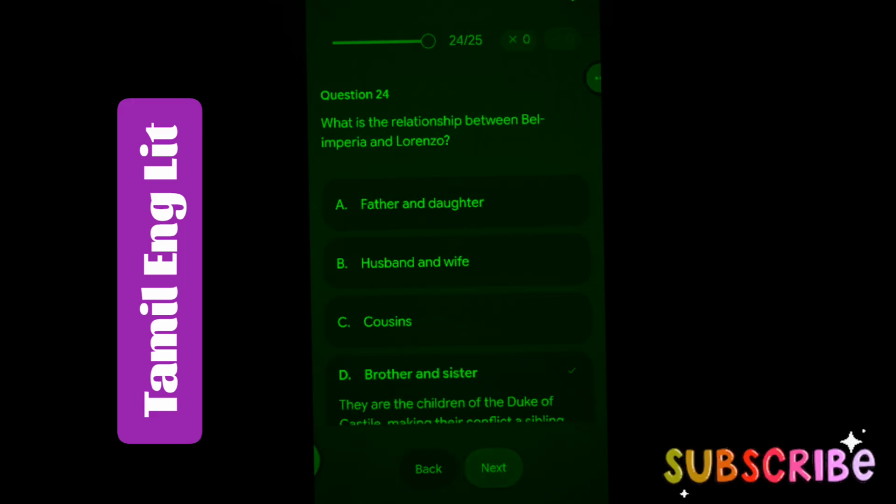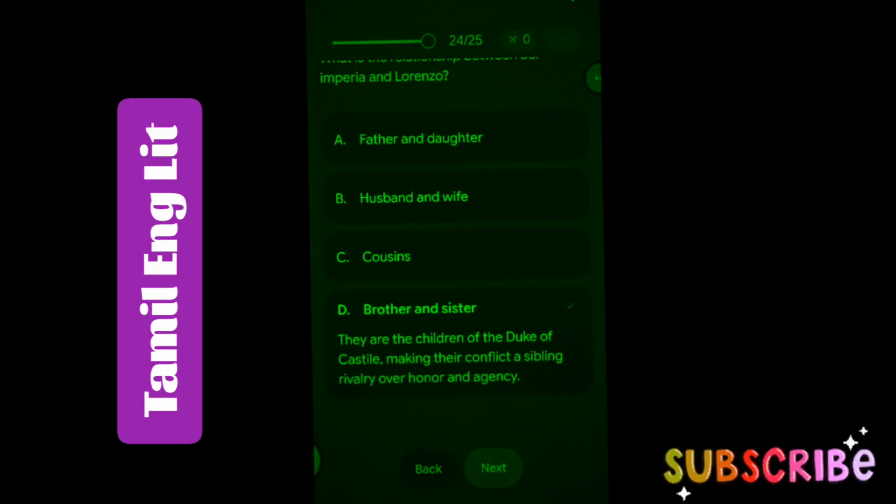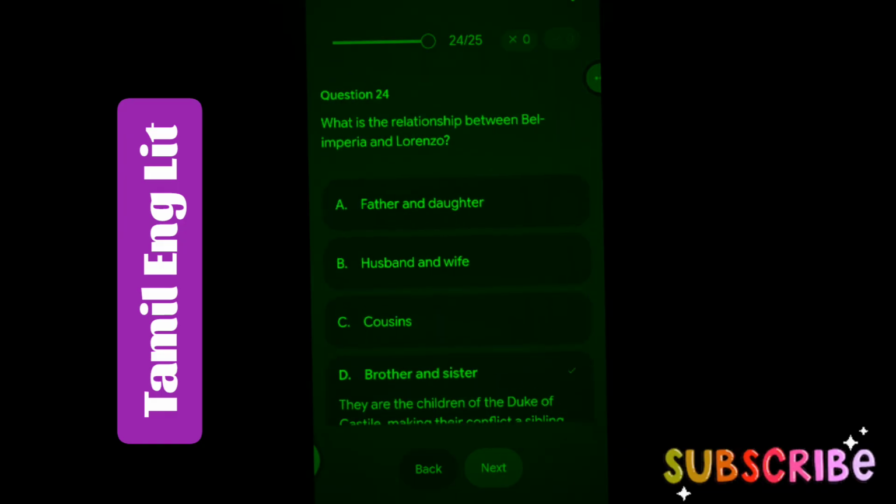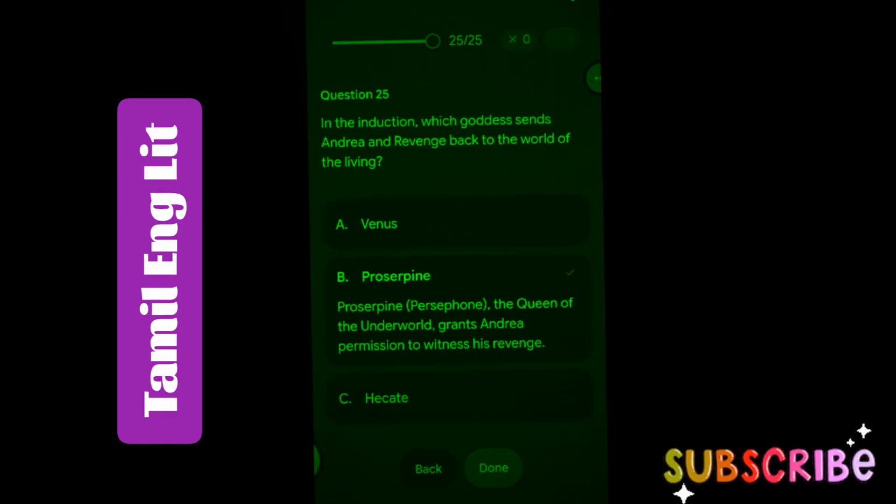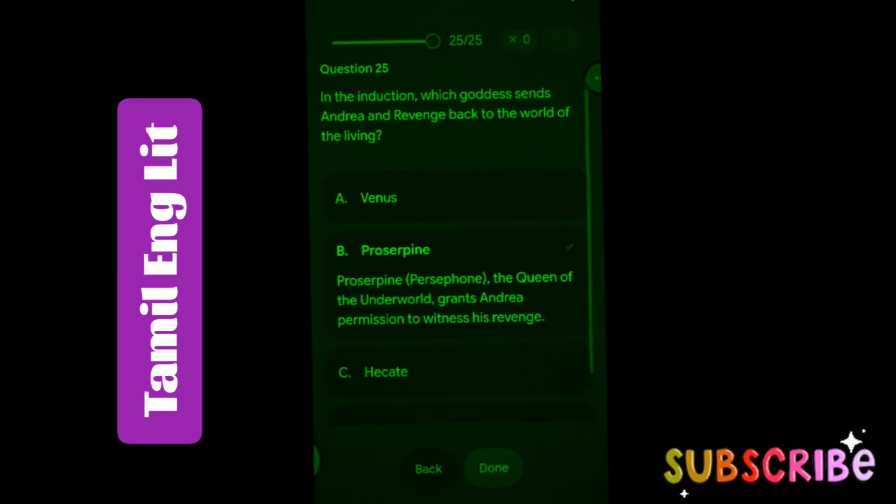What is the relationship between Bel-Imperia and Lorenzo? Brother and sister. They are the children of the Duke of Castile, making their conflict a sibling rivalry over honor and agency. Next question is, in the induction, which goddess sends Andrea and Revenge back to the world of the living?